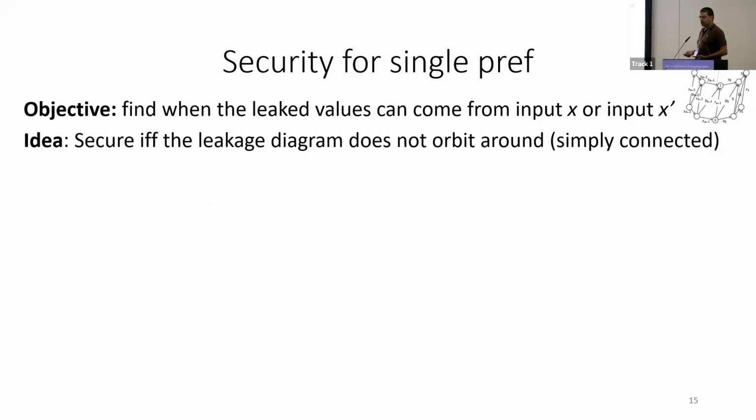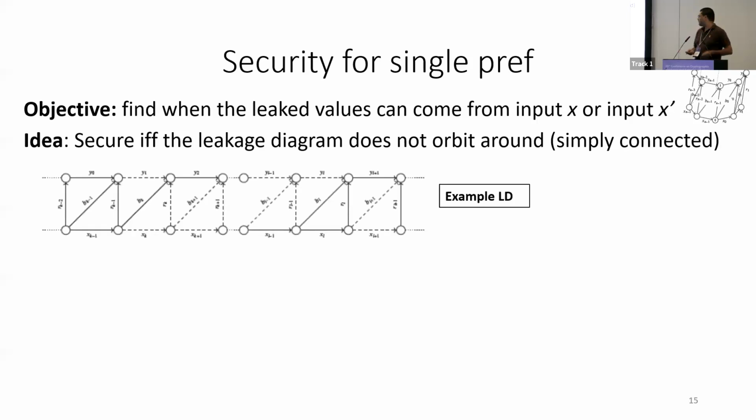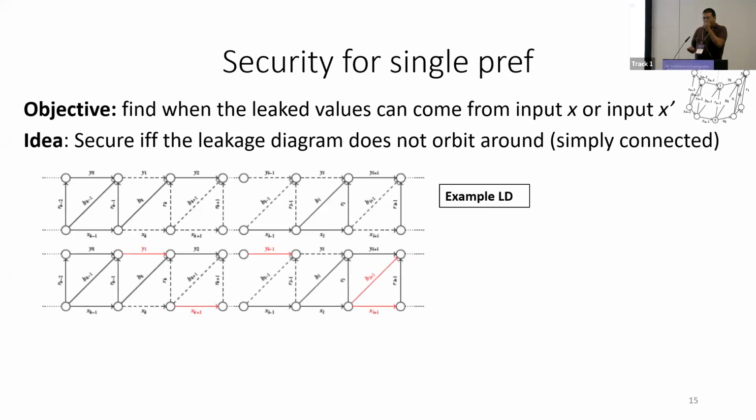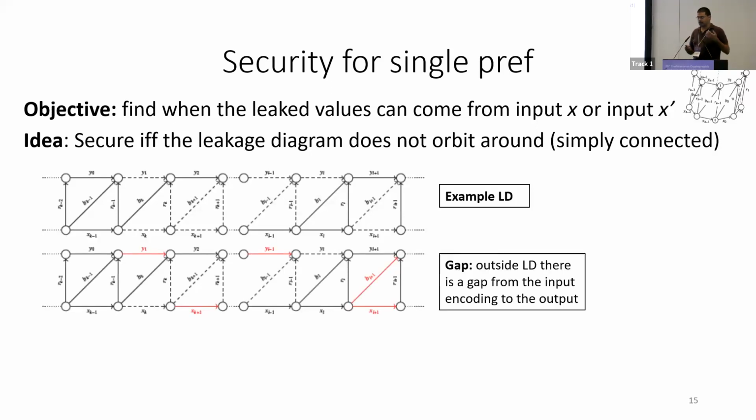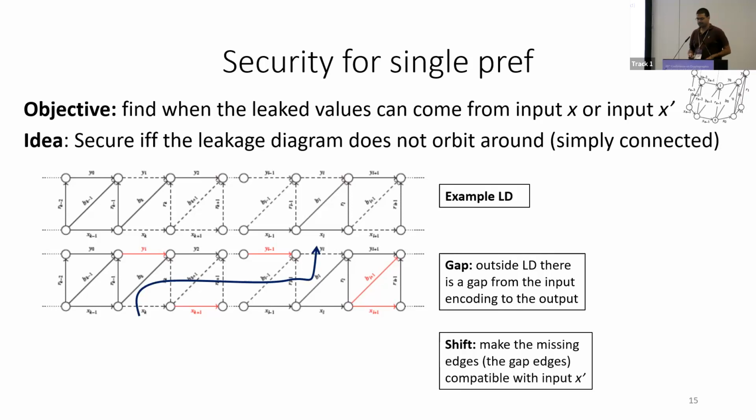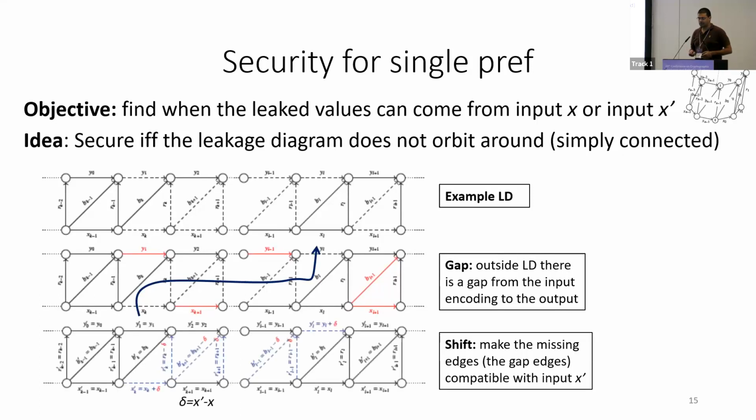Now we want to use this idea to give security proofs. Here again, we have an example of a leakage diagram. We can observe that in this leakage diagram there is a gap, which means there is a set of edges not in the leakage diagram which connects the bottom encoding to the top encoding. This is called the gap, and we can shift the values from a refreshing of x to a refreshing of x prime, simply by modifying the edges which are on the gap.